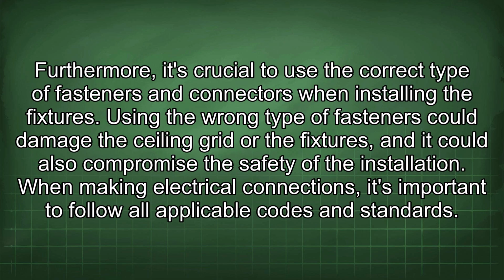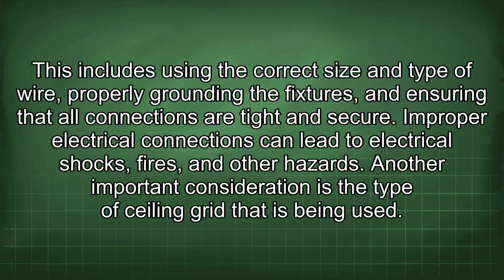Furthermore, it's crucial to use the correct type of fasteners and connectors when installing the fixtures. Using the wrong type of fasteners could damage the ceiling grid or the fixtures, and it could also compromise the safety of the installation. When making electrical connections, it's important to follow all applicable codes and standards. This includes using the correct size and type of wire, properly grounding the fixtures, and ensuring that all connections are tight and secure. Improper electrical connections can lead to electrical shocks, fires, and other hazards.